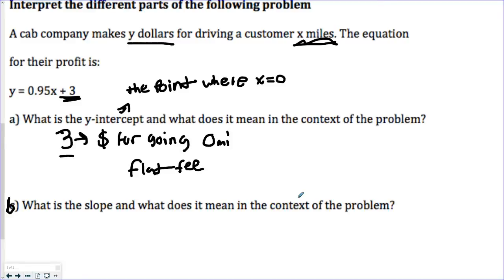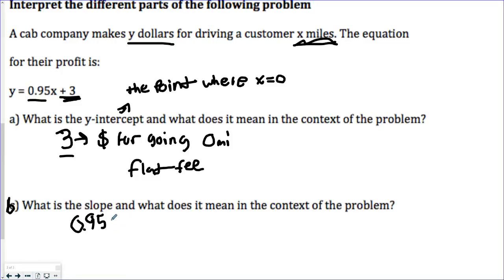Basically, it represents what happens once in the problem. So you pay that $3 once. You don't pay it over and over again. You pay the $3 once, and then you pay an additional amount depending on how many miles you go. So anything that just happens once, again, flat fee, initial value, starting amount, those are all y-intercepts. So the 3 here represents the dollars for going 0 miles, or a $3 flat fee. Now, what is the slope? Well, the slope is this 0.95, because that's the other number, that's the m, that's the number attached to the x. The slope is always multiplied to the x.